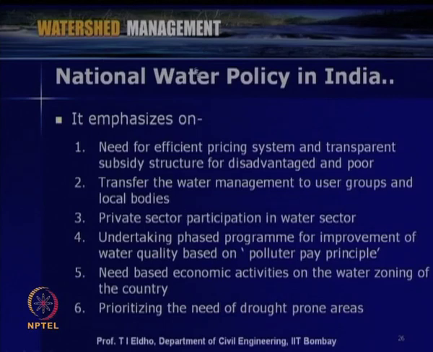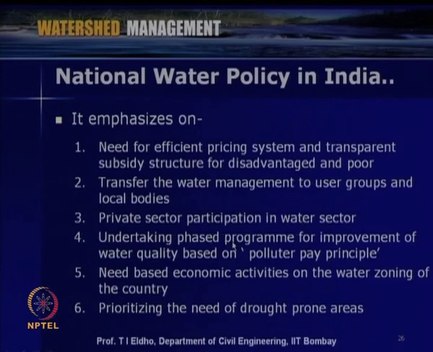As I mentioned, the national water policy in India emphasizes the need for an efficient pricing system and transparent subsidy structure for the disadvantaged and poor. That is also listed in the national water policy. Then, transfer of water management to user groups and local bodies. Nowadays user groups are promoted in various sectors like agricultural water use or industrial water use, so the transfer of water management can be done using user groups. Then private sector participation in the water sector is also emphasized in this national water policy.